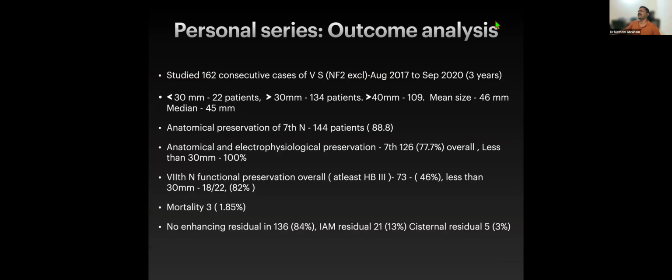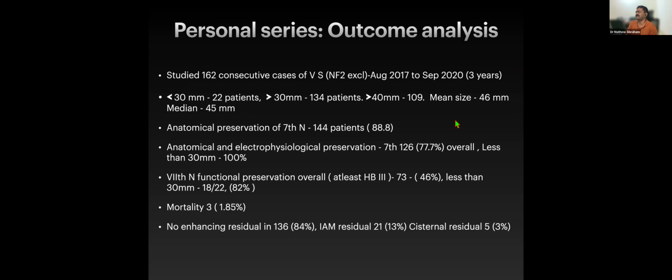So I made an outcome analysis of my personal series over 3 years. That is 162 cases from August 2017 to August 2020, to see the reality behind seventh nerve preservation, functional preservation, and tumor excision. Probably because it's an institution like Chitra, there is a paucity of smaller tumors. Less than 30 millimeters have been 22, more than 30 millimeters, 134. More than 40 millimeters, the giant lesions, have been 109. The mean size was 46 millimeters and the median was 45 millimeters. So the average tumor that we dealt with was a large one.